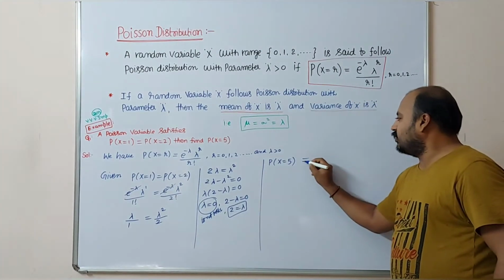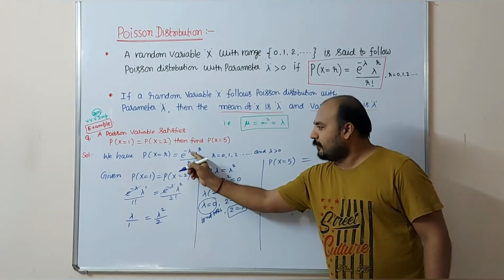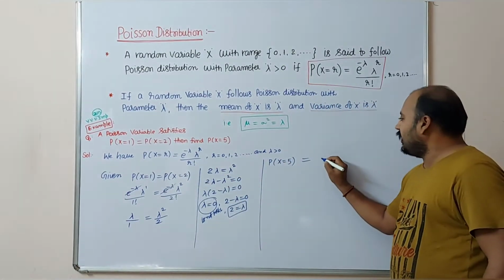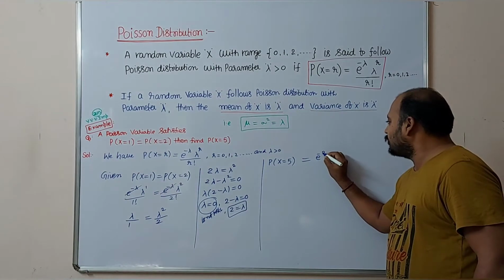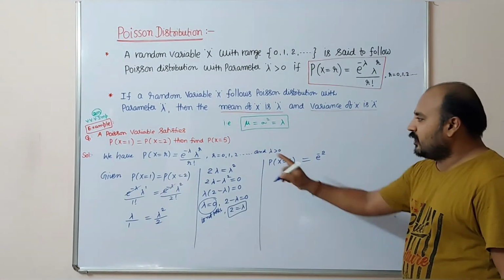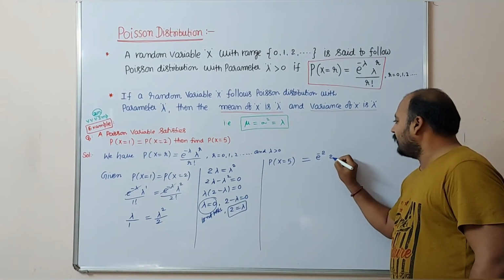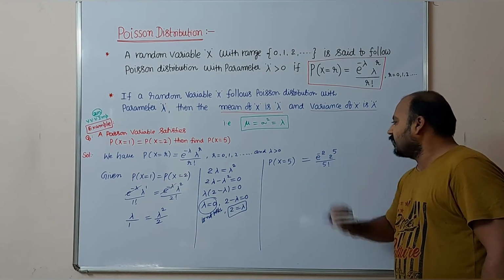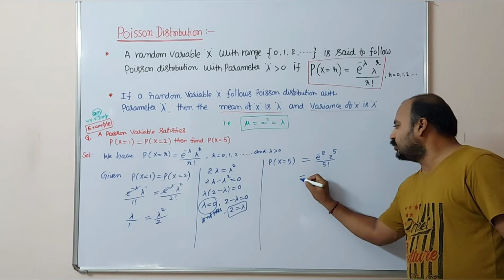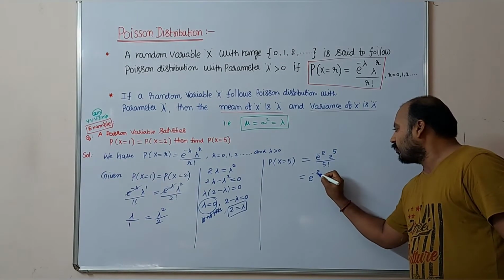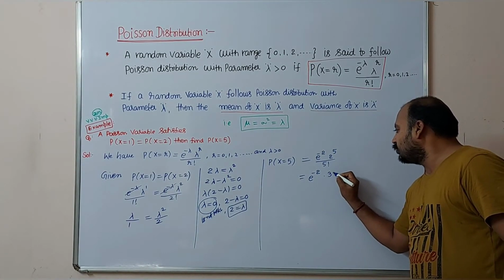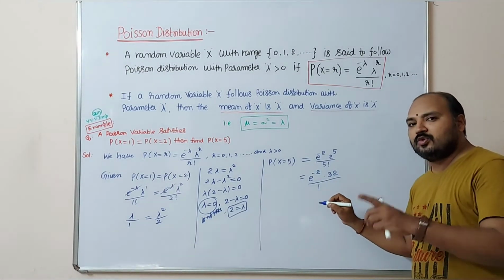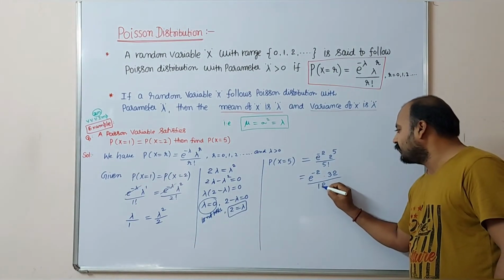So that is equal to, in this, wherever lambda is there 2, wherever r is there 5. So e power minus 2, lambda power, that means 2 power r value 5, by 5 factorial. e power minus 2, 2 power 5 is 32, divided by 5 factorial, 1 into 2 into 3 into 4 into 5, 120.